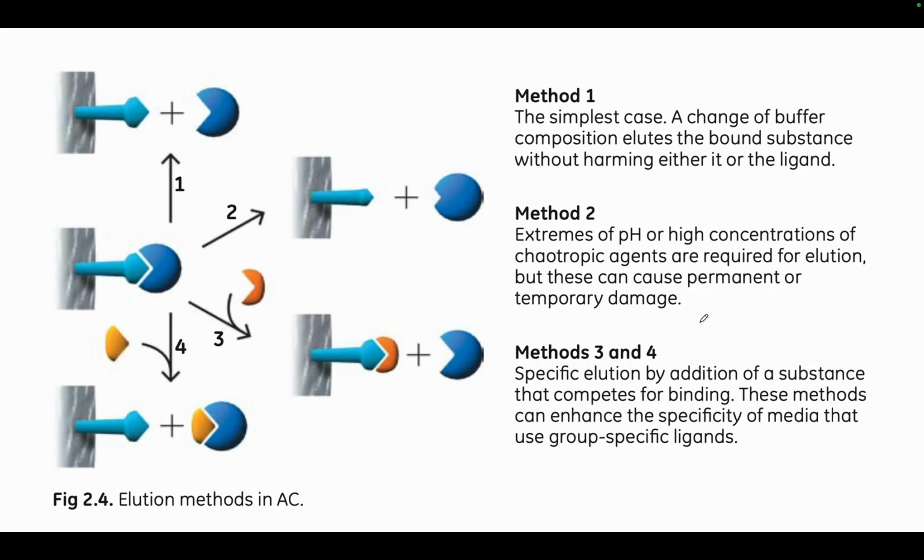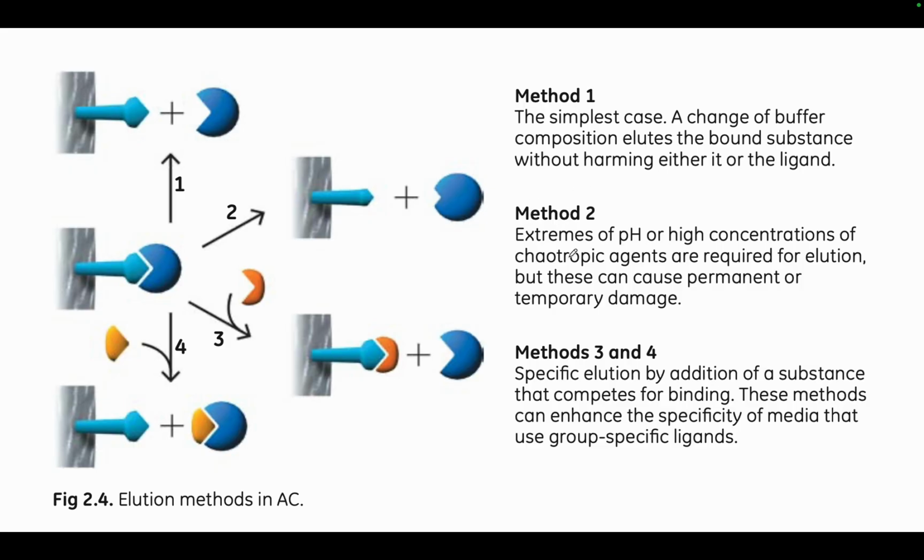Some of the groups, amino acids that were involved in binding have now gotten protonated or deprotonated or something. So now the interaction between the two is destroyed. So this is just the simplest case. A change of buffer composition elutes the bound substance without harming either it or the ligand. Right? This is very simple. So the column is also not harmed and we get our target protein.